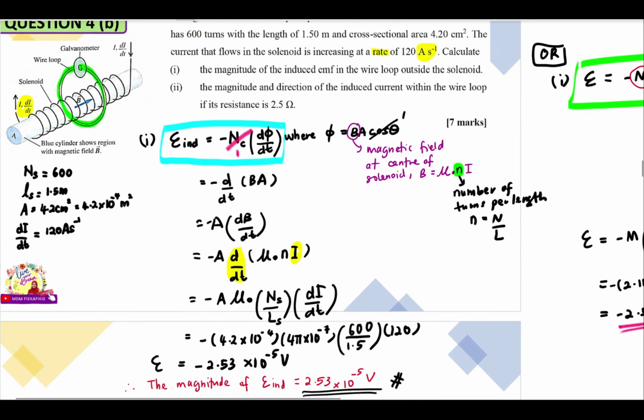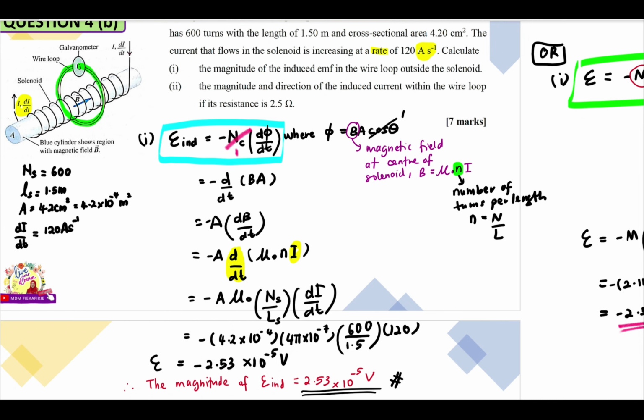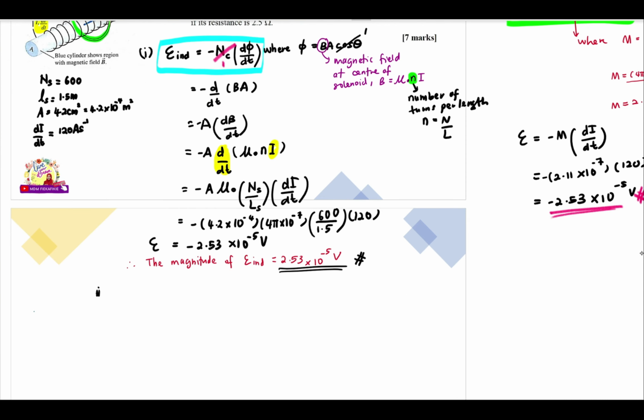And then 4B2. So, 4B2 kita nak kira. Mudah je kan yang tu. The magnitude and direction of the induced current within the wire if its resistance is 2.5. Okay, saya buat dekat sini number 2. So, we want to determine the magnitude and direction of the induced current. So, given that the resistance of the wire loop is 2.5 ohm. So, that means in order to calculate the induced current, we're going to have induced EMF over R.